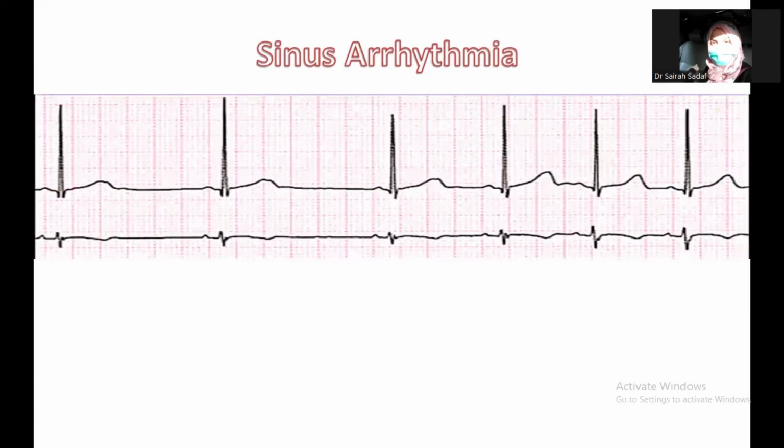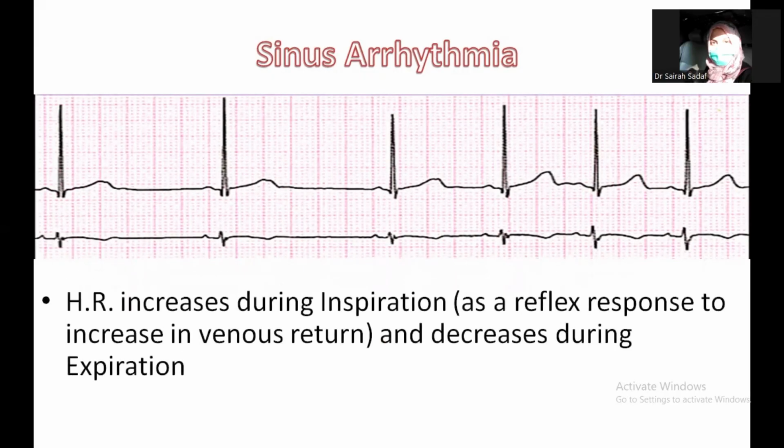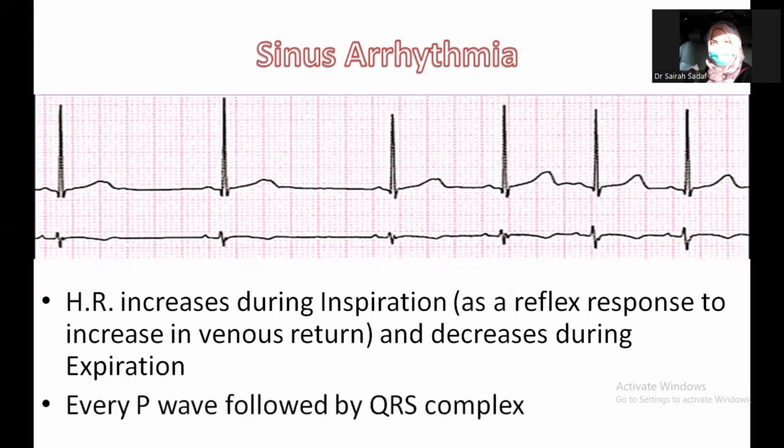Now, sinus arrhythmia, this is also a normal, physiological feature. Sinus arrhythmia means the heart rate increases during inspiration and decreases during expiration. Okay? Every P wave is followed by a QRS complex. Duration is normal, shape is normal, position is normal, QRS complex is normal, PR interval is normal.